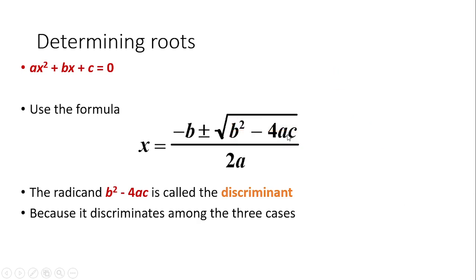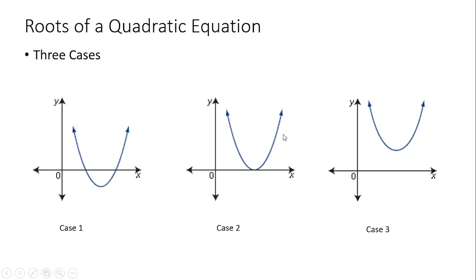What if this term itself is 0? If this term becomes 0, that means the square root of 0, which is 0 itself. So plus 0 or minus 0 will not make any difference. Adding or subtracting 0 from any number will not make any difference. So what you are left with is minus b by 2a. So you get only one value of x for which the y value is going to become 0. In other words, this is the case wherein your curve will touch the x-axis at only one point.